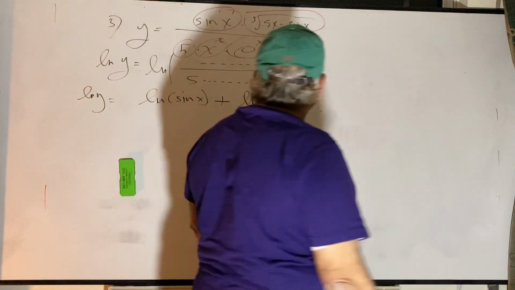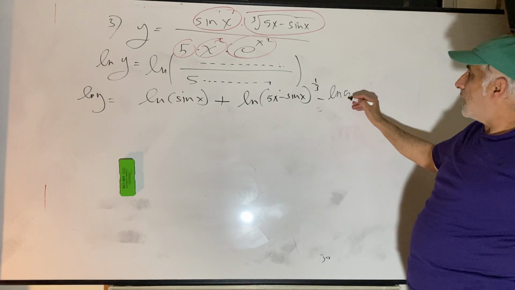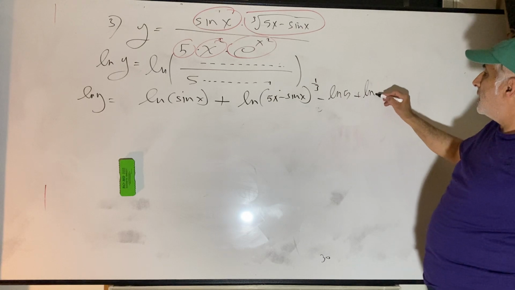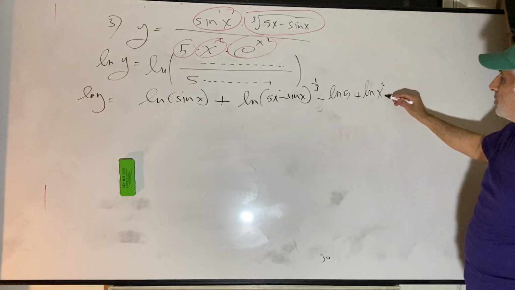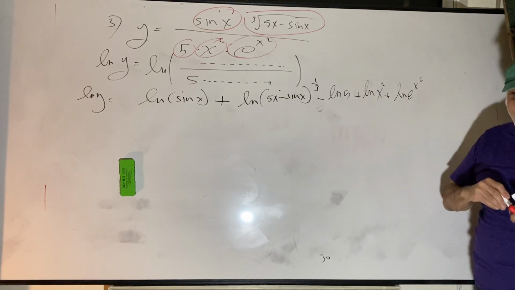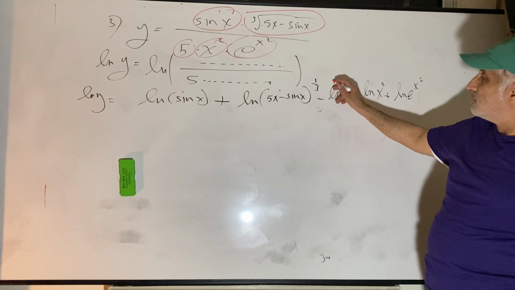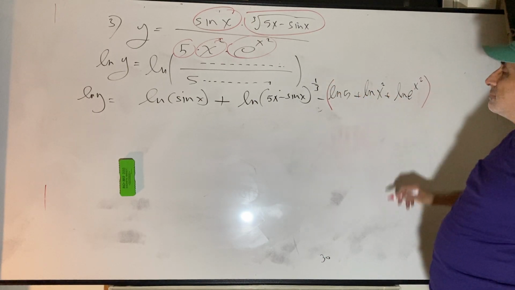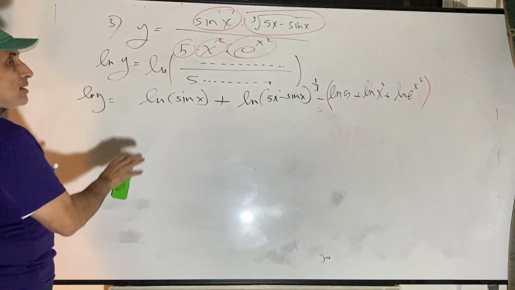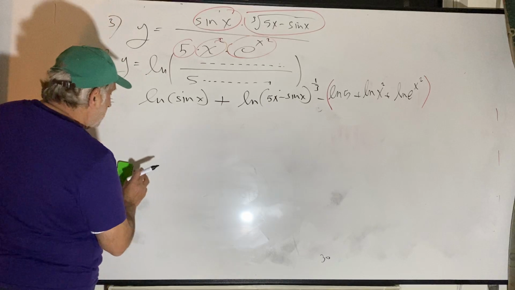Got it? Minus ln 5, I'm looking here. This is multiply, plus ln x squared, plus ln e to the power x squared. Guess what? I made a big mistake. If it's a minus, I should put all of it in a bracket. This is one of the things you will make mistakes on. Trust me, you will make the mistake. What I did here is called a stupid mistake because I'm rushing.